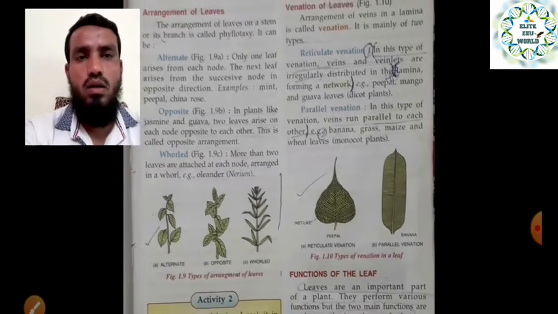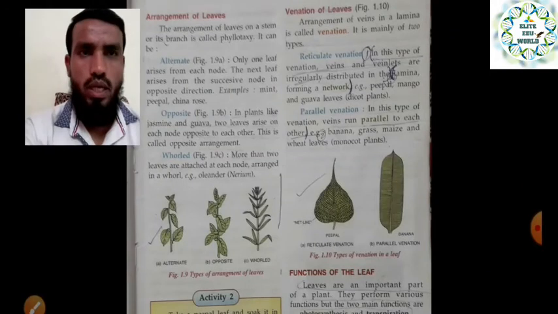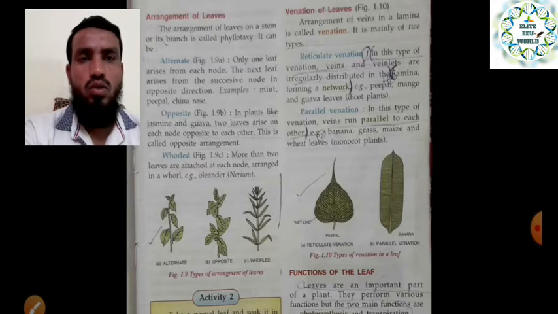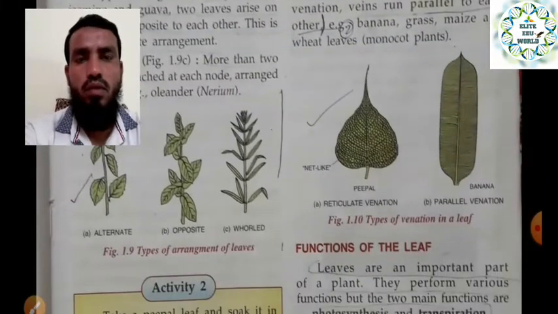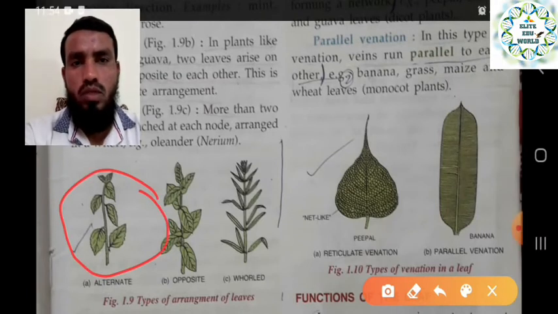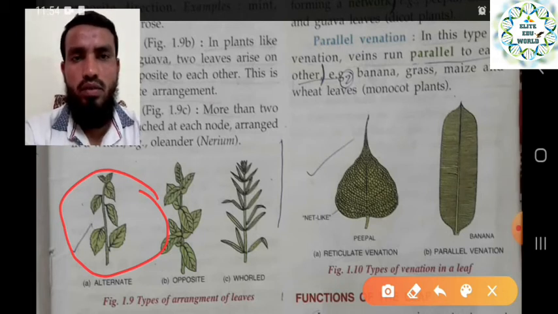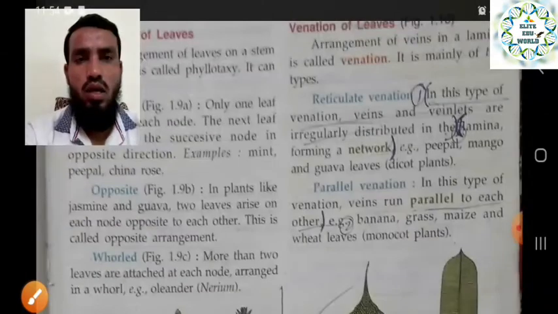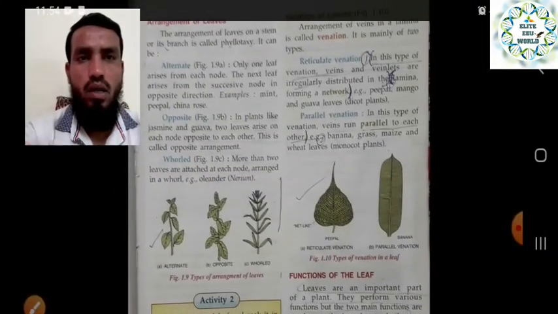Alternate leaves on the plants or on the stem. So only one leaf arises from each node. As I told you already, the nodes are there. So from each node, this is the example of alternate leaves, you can see here. From each node there is only one leaf arising. It is not having any other leaf parallel to it, and that is why it is called alternate. One leaf on this side and the other leaf from the other side. So from each and every node only one leaf will arise, that is why it is called the alternate type of leaf.